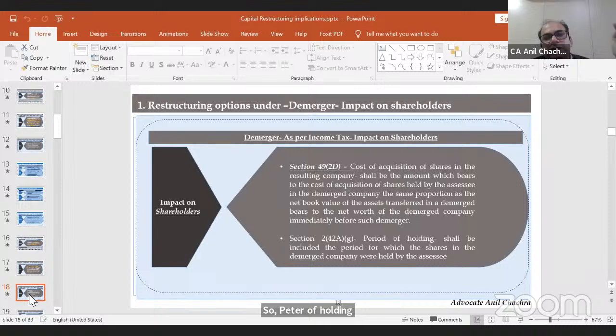The cost of acquisition will get proportionally reduced in line with the net worth as well as the net book value of the assets, and the same will become the cost for the shareholders of the resulting company.